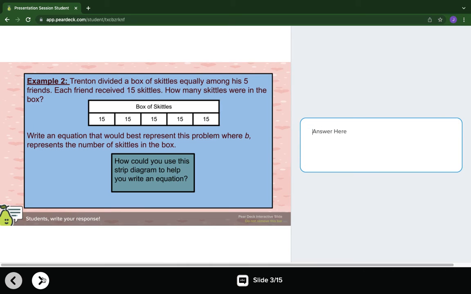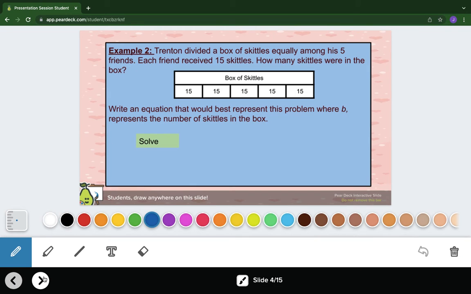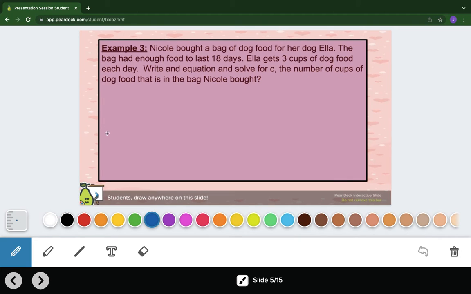So then let's move on to our example 3. And this one is Nicole bought a bag of dog food for her dog Ella. The bag had enough food to last 18 days. Ella gets 3 cups of dog food each day. Write an equation to solve for C, the number of cups of dog food that is in the bag Nicole bought. So again, I need to highlight my important information.